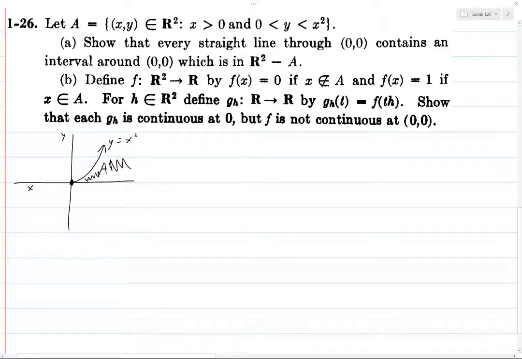So anyways, we want to show that every straight line through the origin contains an interval around the origin, which is in R2 but not in A.